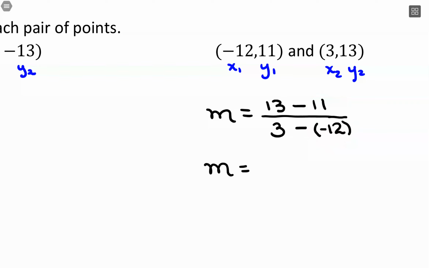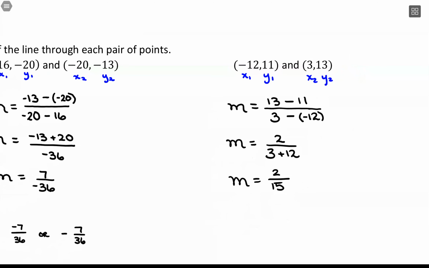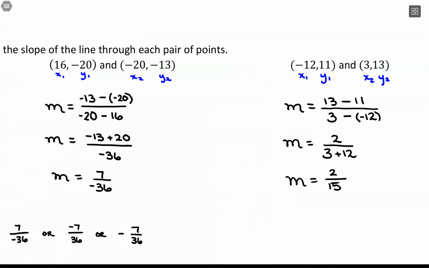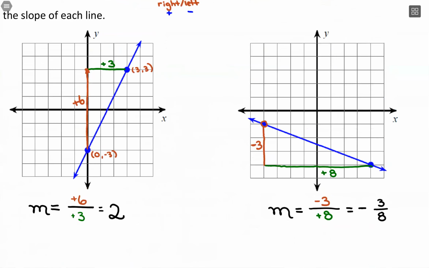In the numerator, 13 minus 11 will leave us with a 2 over, and in the denominator, the double negative will turn into addition. So this will be 2/15. All right, so that's how we can find slope, either given two coordinates or given the graph in tracking rise over run.